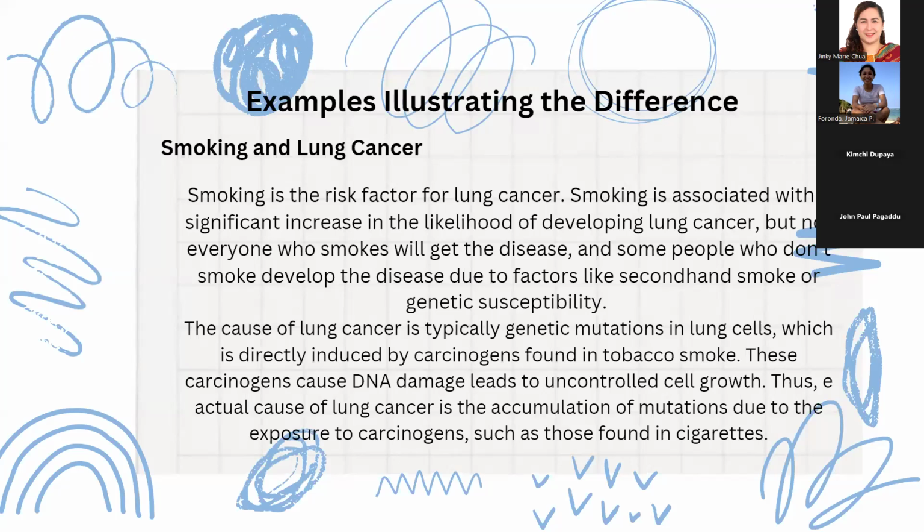Paano naman po nag-occur yung lung cancer? The cause of lung cancer is typically genetic mutation in lung cells, which is directly induced by carcinogens found in tobacco smoke. These carcinogens cause DNA damage, which leads to uncontrolled cell growth. Thus, the actual cause of lung cancer is the accumulation of mutations due to exposure to carcinogens such as those found in cigarettes. Kung mapapansin niyo po, yung smoking lang po is just a linking way in order to activate the cause of the lung cancer. Next po.